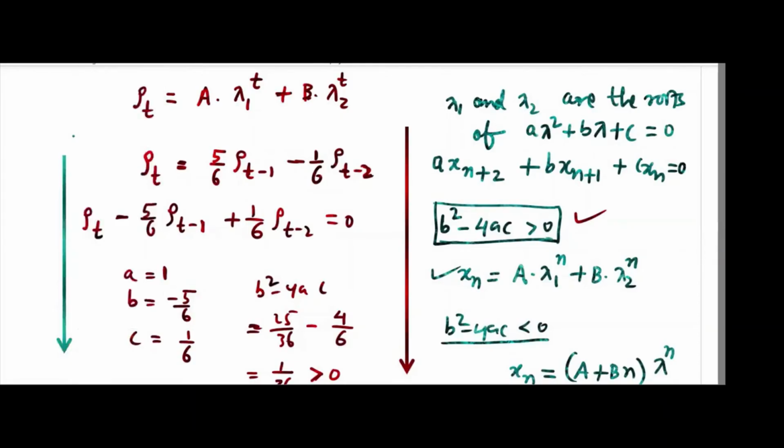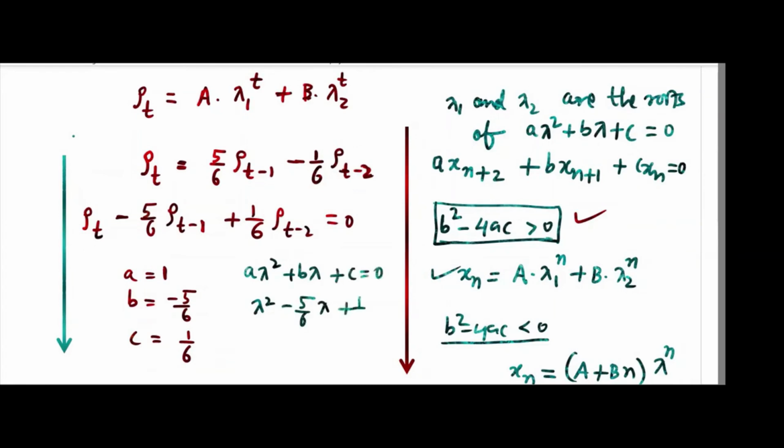So we have some space. What is a? a is 1. Then plus b lambda, minus 5 upon 6 lambda, then plus c is equal to 0. c is 1 upon 6. You solve and find two values of lambda. So if you solve and find two values of lambda, then you can put here lambda 1 and lambda 2.